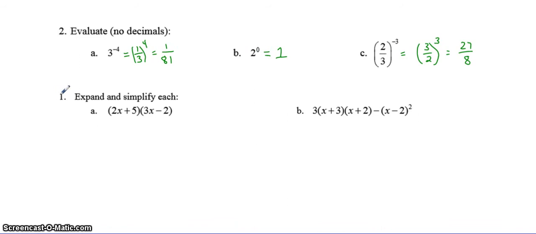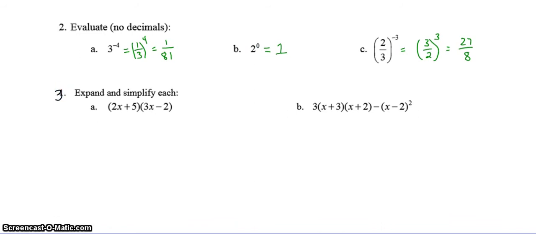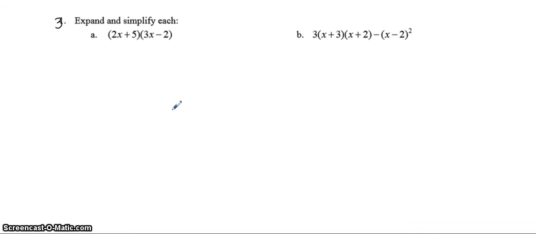The last thing that you have to be able to do is to FOIL or expand and simplify. So here's a question where you just have two binomials multiplied with each other. So to FOIL means to take the first terms in each bracket and multiply them. So 2x times 3x is 6x squared. The O part of FOIL means to multiply the outside terms. 2x times negative 2 is negative 4x.